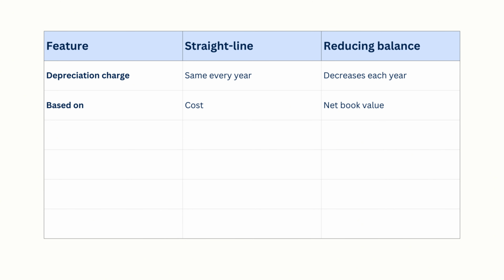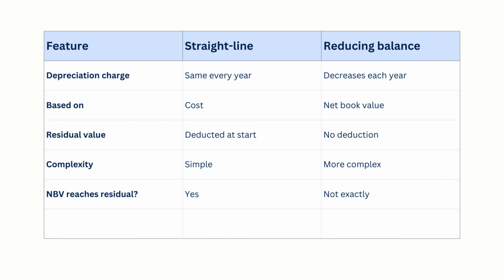Straight-line depreciation is based on the original cost of the asset. Reducing balance depreciation is based on the net book value at the start of each year. Under straight-line depreciation, the residual value is deducted at the beginning. Under reducing balance depreciation, residual value is not deducted up front. Straight-line depreciation is simpler and easier to calculate. Reducing balance depreciation involves more steps and changing figures.